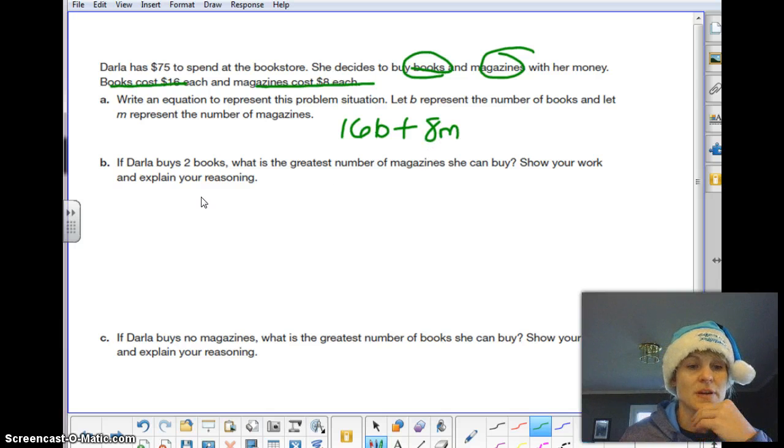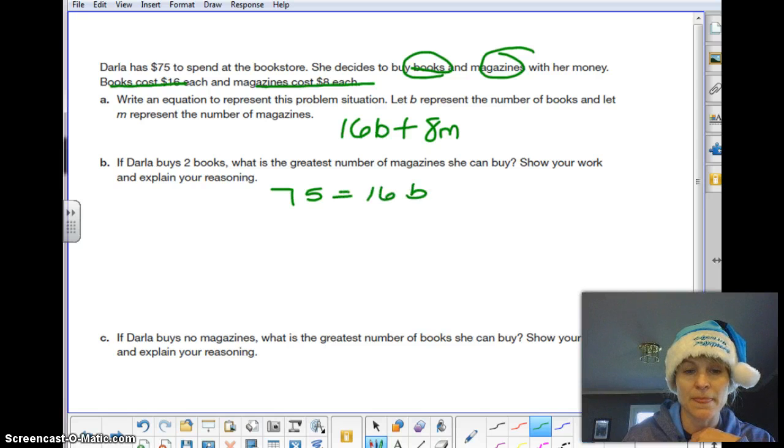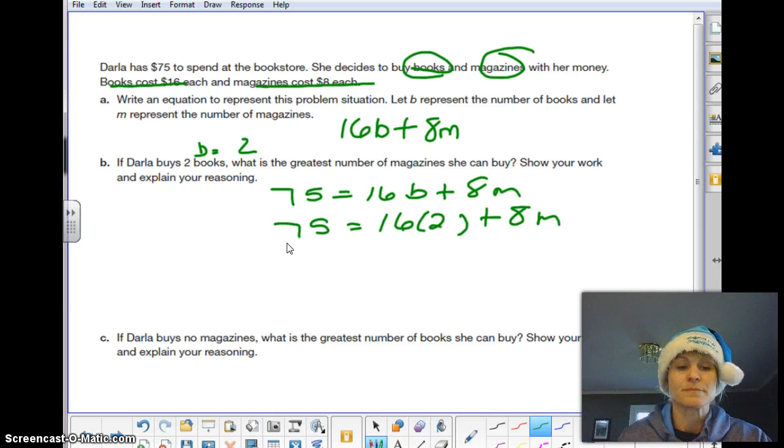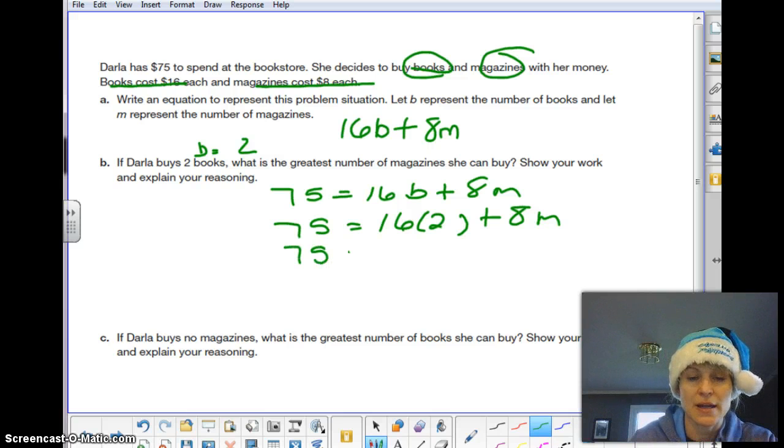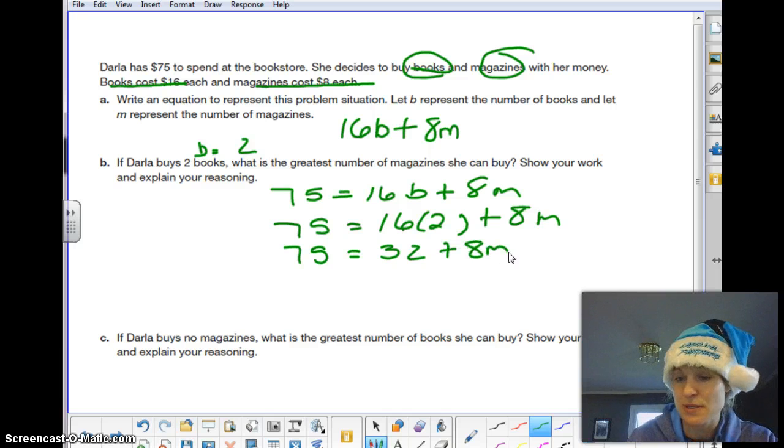Okay. Then it says if Darla buys 2 books, what is the greatest number of magazines she can buy? Show your work, explain your reasoning. Well, we know she only has $75 to spend, so we're going to add that to our equation. And then we know she buys 2 books, so that means B is equal to 2. So I'm going to put in 16 times 2 plus 8m. So that's going to give me 75 equals 32 plus 8m. So I'm trying to figure out how many magazines, which is m. So we're just going to solve for m.